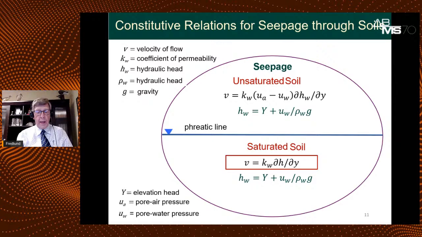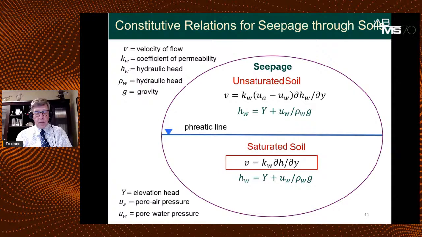has been experimentally proven to also apply as a constitutive flow law for unsaturated soils. However, there is a difference in that the coefficient of permeability is no longer a constant. Rather, the coefficient of permeability has been shown to be predominantly a function of the degree of saturation and can be estimated from the degree of saturation soil water characteristic curve.